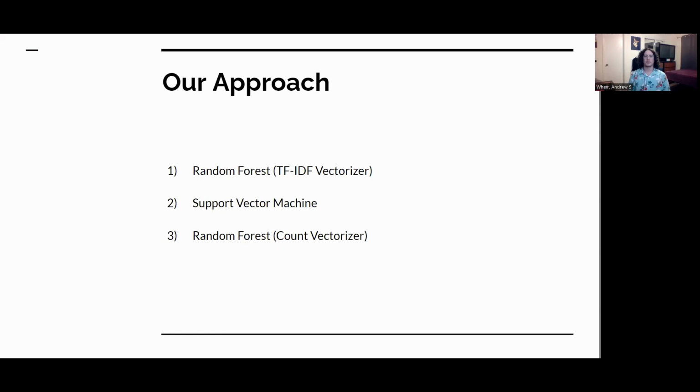Our approach, the first was TF-IDF, which is term frequency inverse document frequency. This turns a string into a frequency based on how important the word is in the series of documents. It's generally better than the other type of vectorizer we used, called a count vectorizer. A count vectorizer turns a set of strings into a frequency, but only based on the count, whereas the TF-IDF is also based on how important it is in the document.